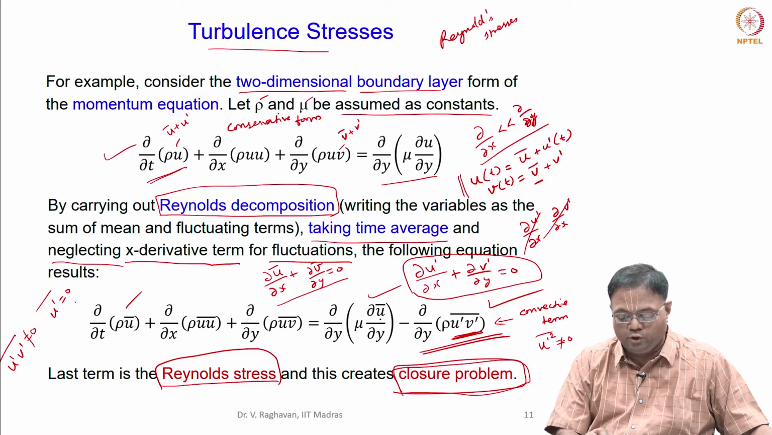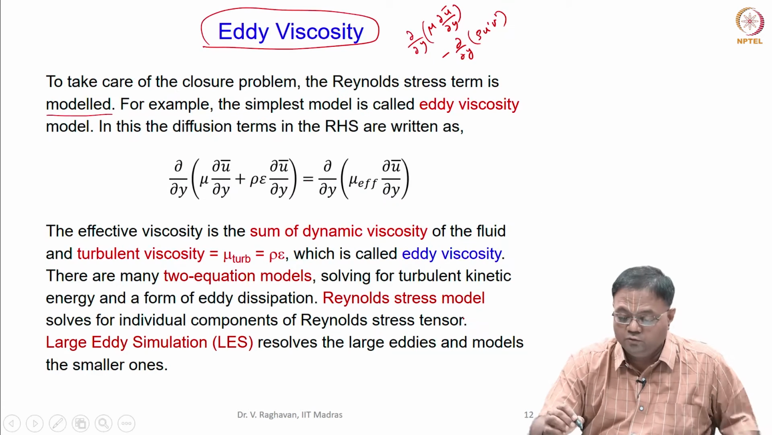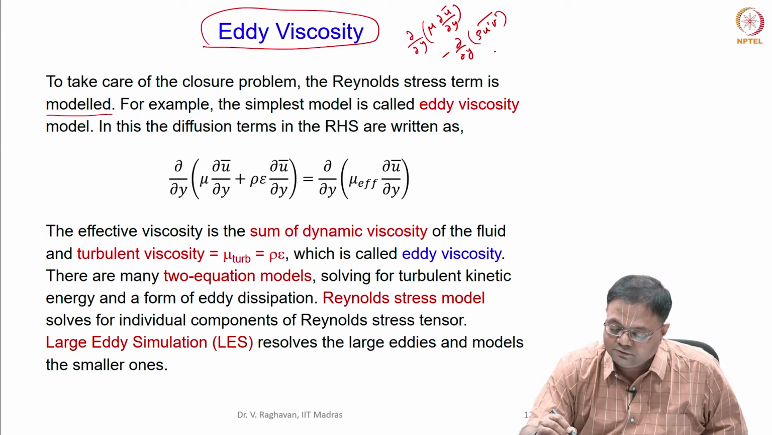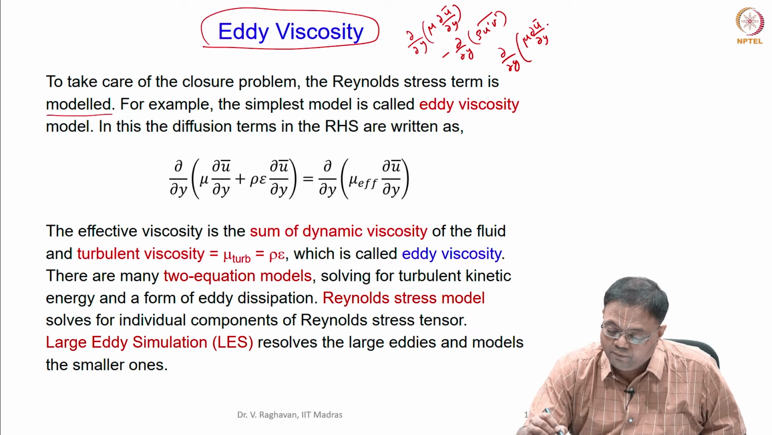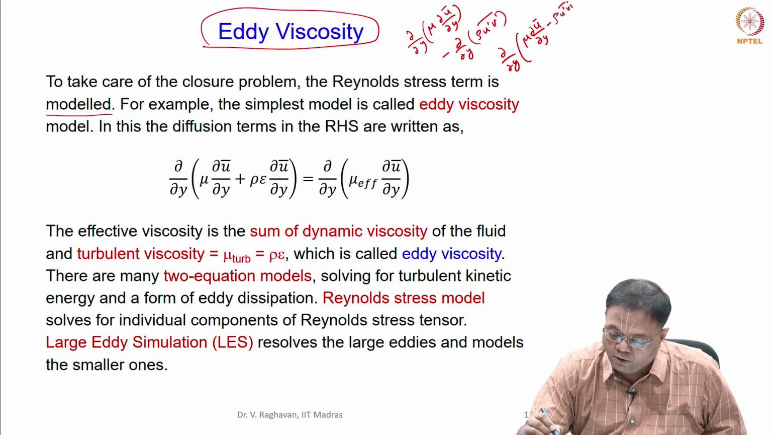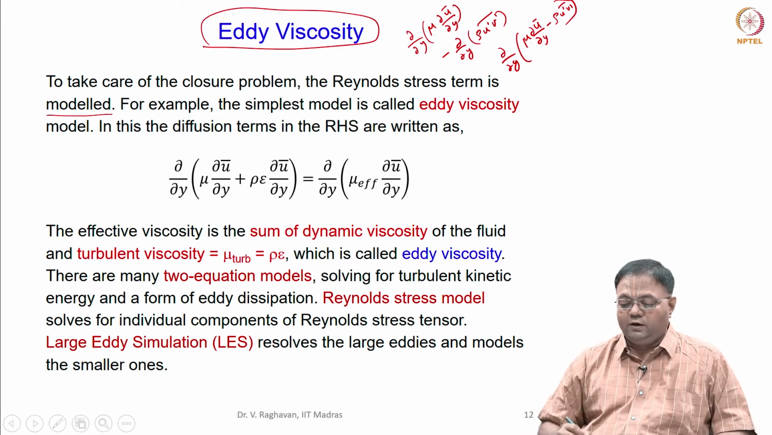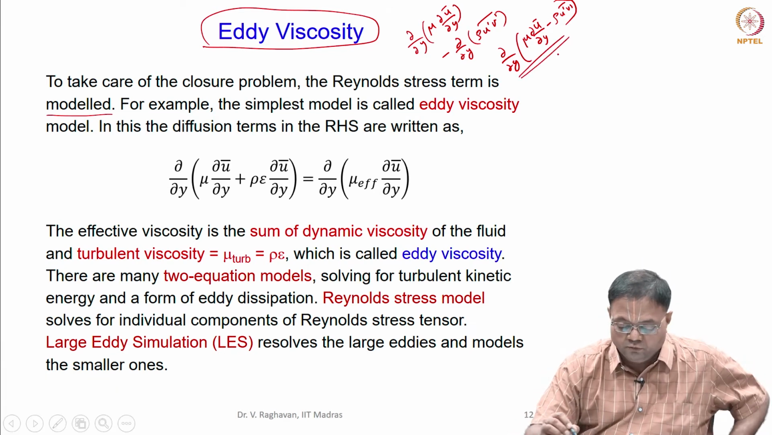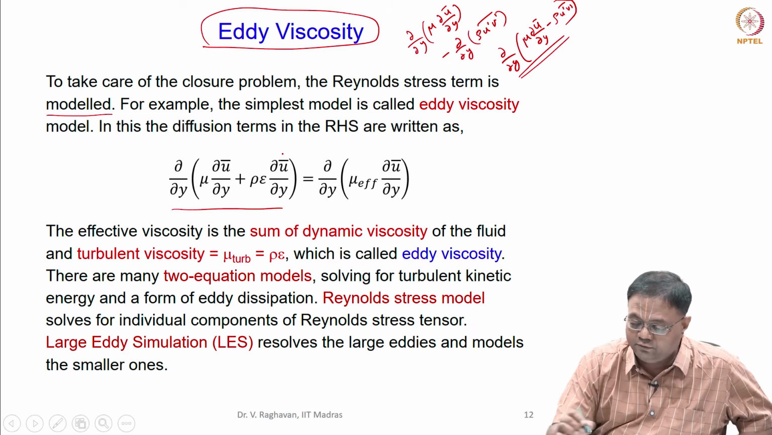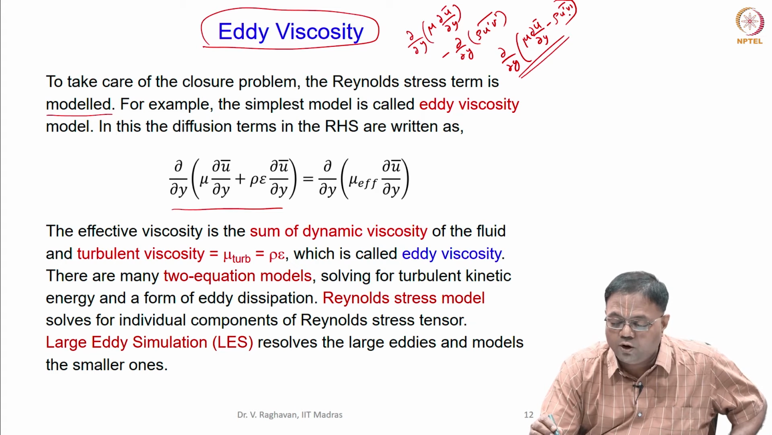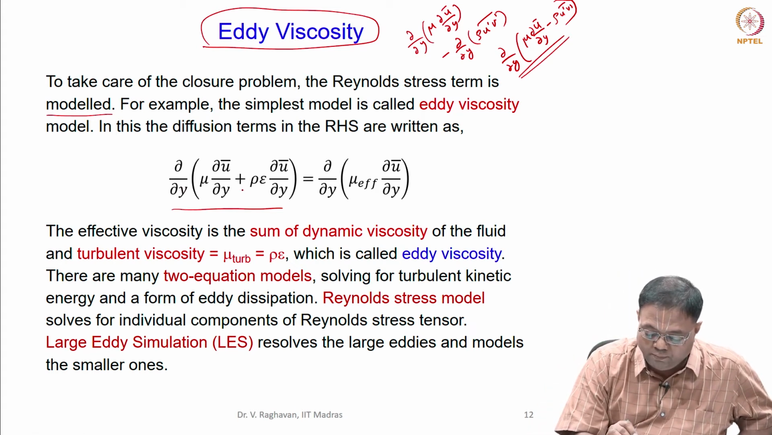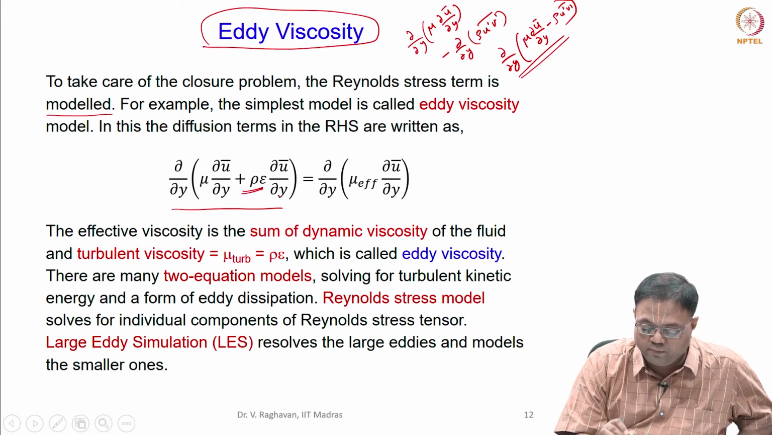So, dou by dou y of mu into dou u bar by dou y, minus dou by dou y of rho into u dash v dash bar. This I can now write as dou by dou y of mu into dou u bar by dou y, plus minus rho u dash v dash bar. This term is now written here. You can see that dou by dou y of minus rho u dash v dash bar is now written as plus rho epsilon into dou u bar by dou y.